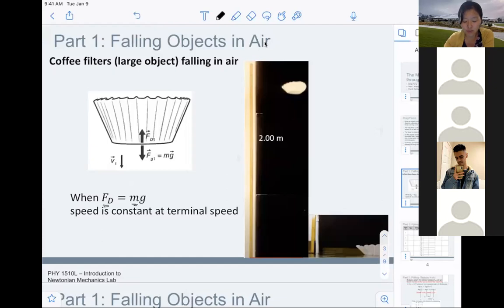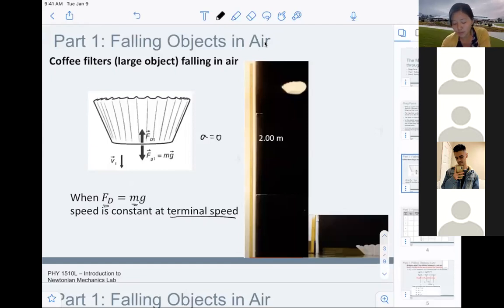You have zero acceleration, right? At that point, the coffee filter will simply travel with a constant velocity going down. It's accelerating at first, but eventually it cannot accelerate anymore. It will just drop with that constant velocity, and we call that terminal speed. You cannot exceed that speed. We're going to try to measure how exactly the drag force F depends on speed. This is our goal, okay? In order to evaluate that, let's take a look at the derivation.